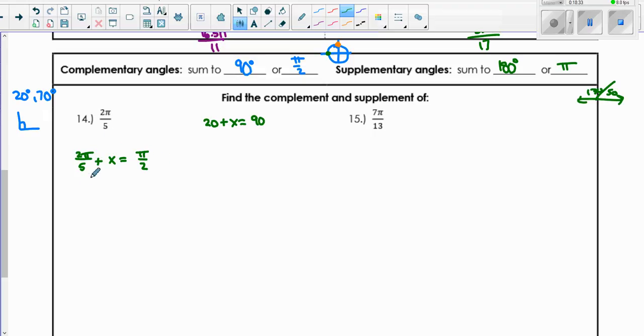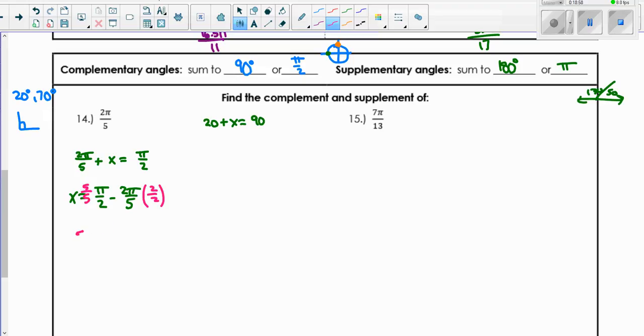So to solve for x, I need to subtract this from both sides. So that means that x equals pi over 2 minus 2 pi over 5. They're both fractions with an unlike denominator, so I'm going to need to get the same denominator. So the common denominator would be 10. So I can multiply this by 2 over 2. I can multiply this by 5 over 5.